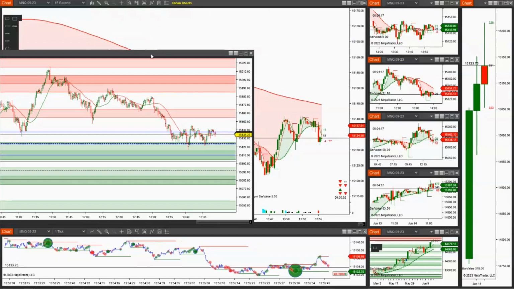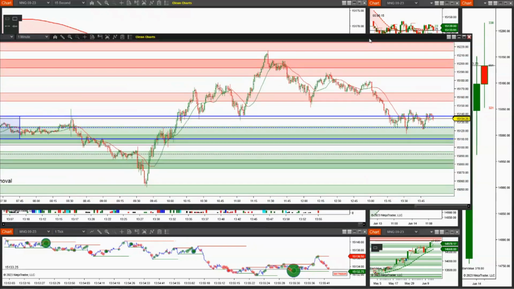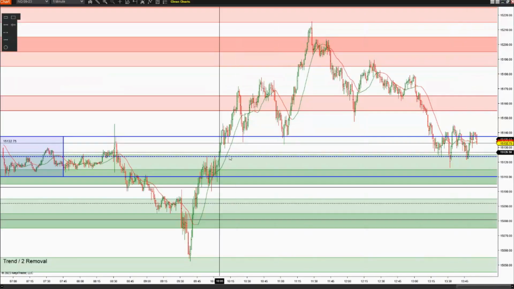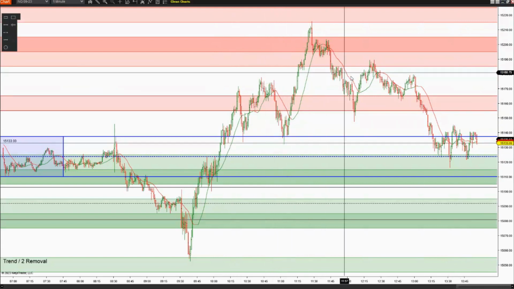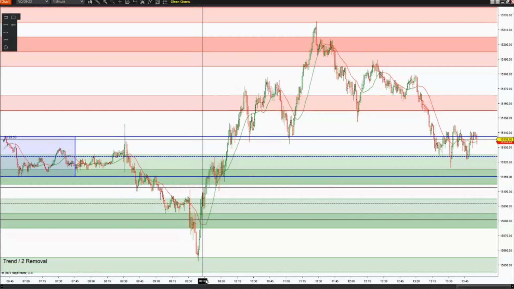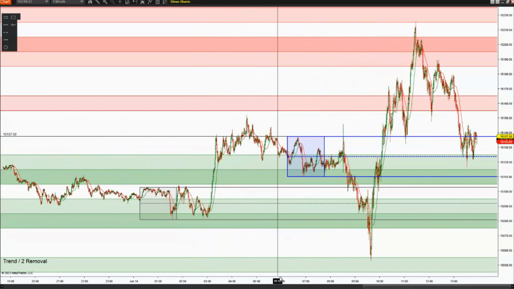So we have the FOMC coming out in a little less than 5 minutes. Now, this is my monitor. This is essentially my screen space and where I trade from. This is where we bounced this morning, and I want to make sure that you can see this before the news.